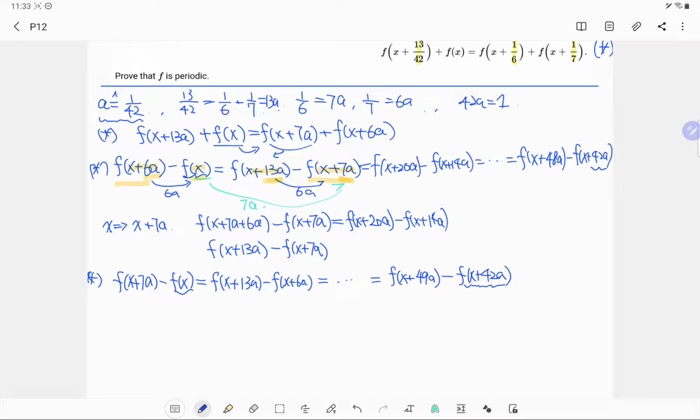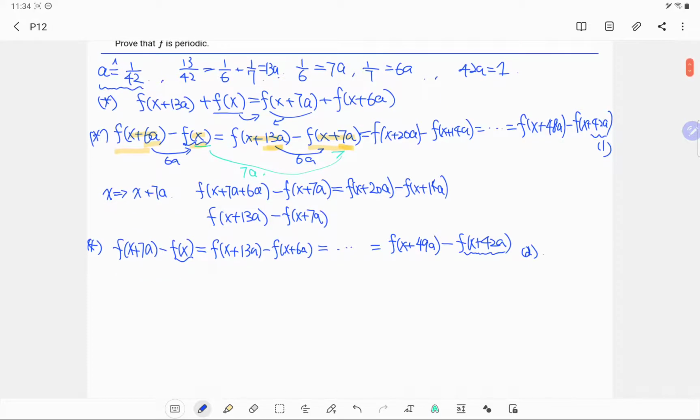So maybe we can call this one equation 1, call this one equation 2, and then we just look at the very left and the very right of equations 1 and 2. We can write it here as f(x + 6a) - f(x) = f(x + 48a) - f(x + 42a).